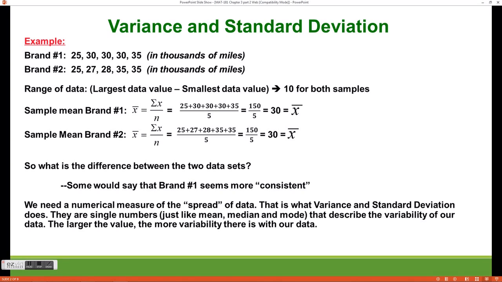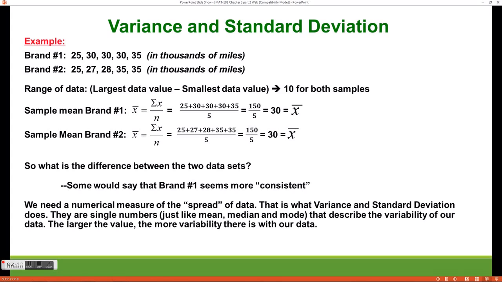The first thing you might have noticed is that the range of the data is the same for both brands, with the minimum and maximum data values for each brand being 10,000 miles apart. The second thing that would help us compare the data is to find the mean of each data set, or in other words, how long on average do these tires last? Calculating the sample means, represented by the symbol X bar, we see that both tire brands last 30,000 miles on average. So the question is, what's the difference between these samples?